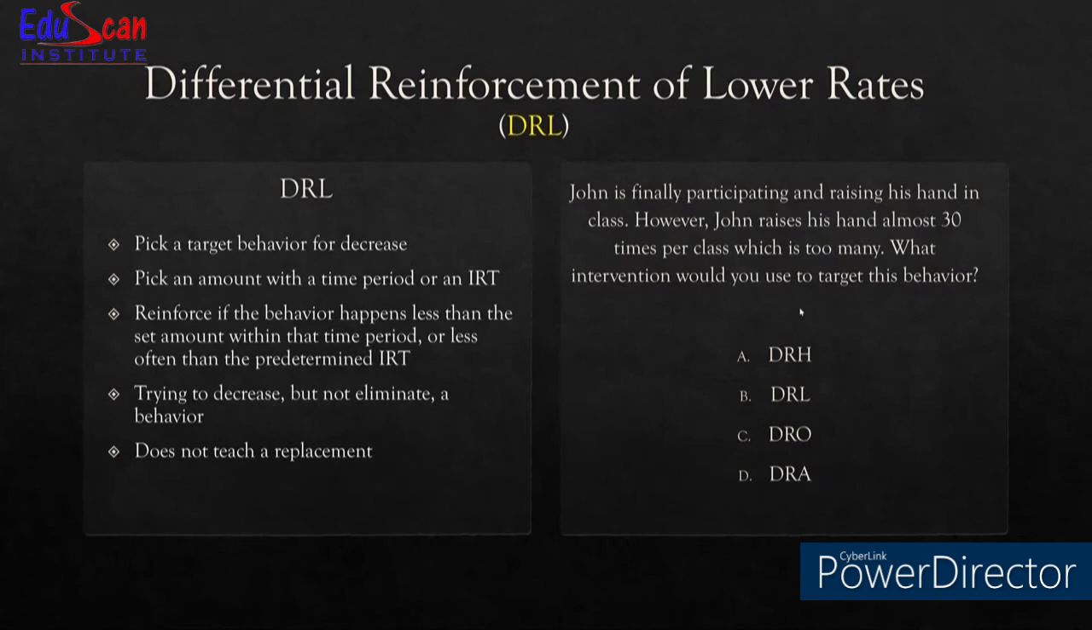John is finally participating and raising his hand in a classroom. However, John raises his hand almost 30 times per class, which is too many times. What intervention would you use to target this behavior? Of course, differential reinforcement of lower rates. The teacher wants John to raise his hand, but the teacher does not want John to keep his hand raised all the time, almost 30 times within a short period of class time.